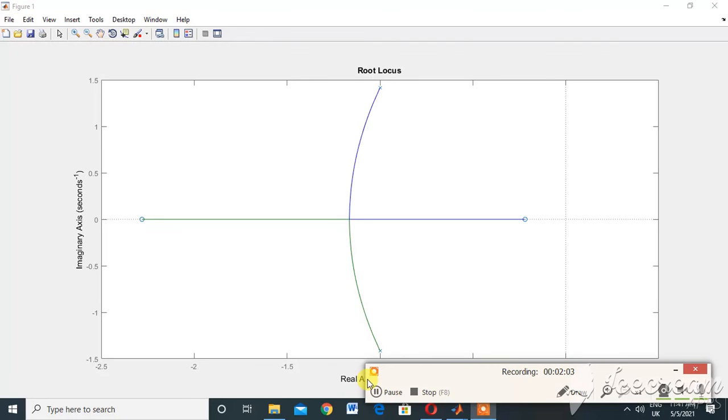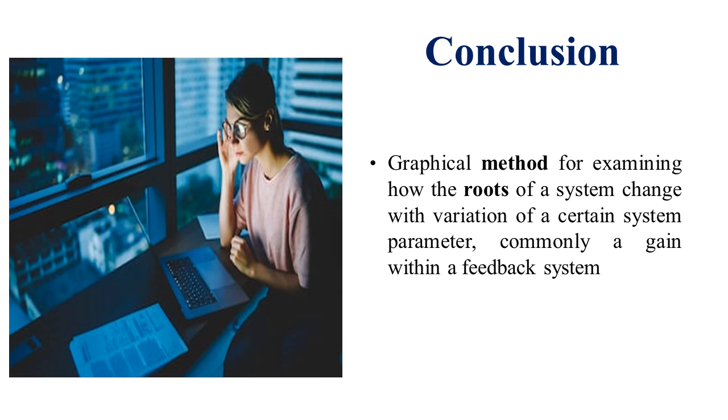So this is how we can perform the experiment of root locus on MATLAB software. Finally, the conclusion is here. Root locus analysis is a graphical method for examining how the roots of a system change with variation of certain parameters, commonly again within a feedback system.